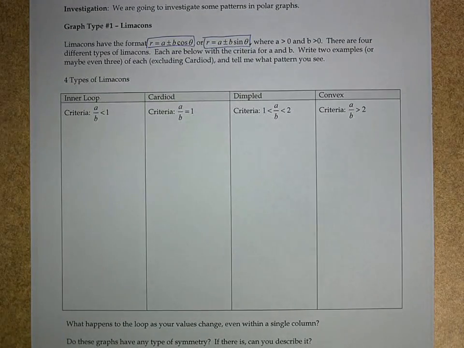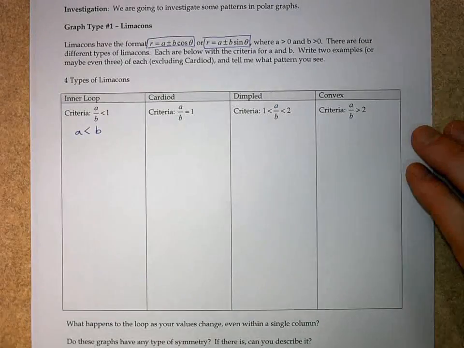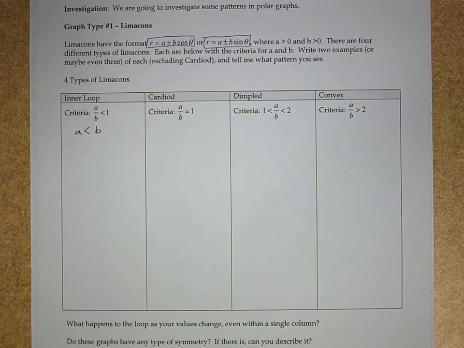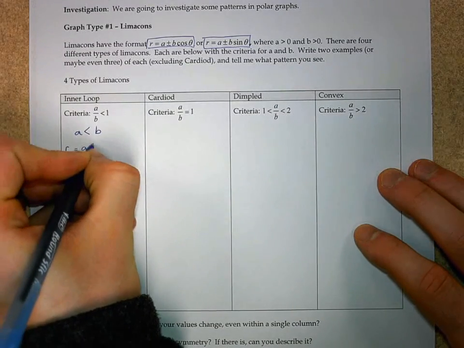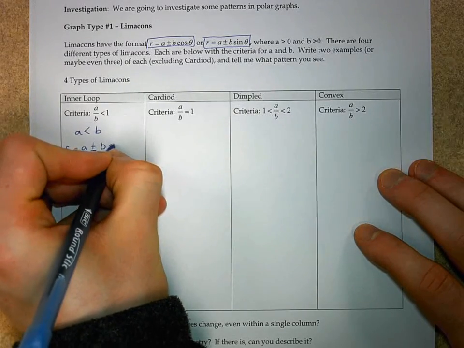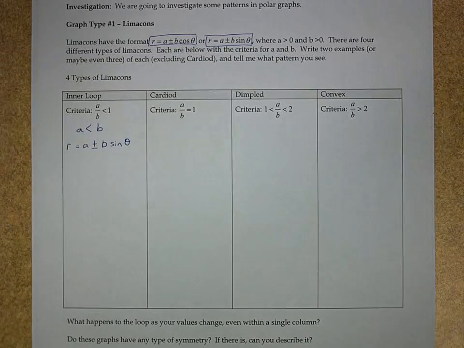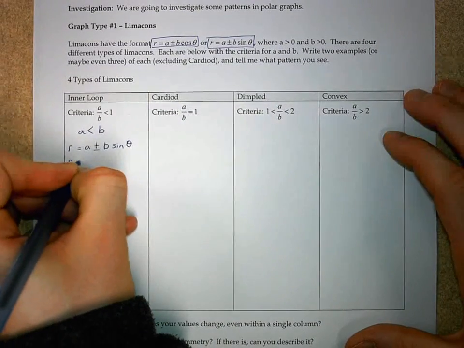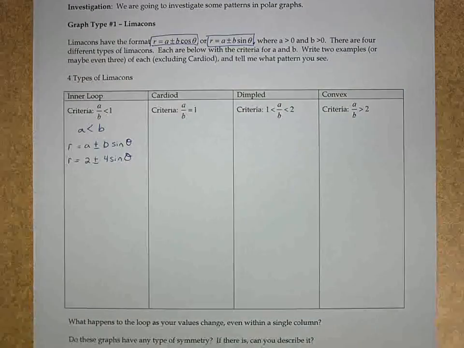So the first criteria where I get an inner loop on this limaçon is where a divided by b is less than 1. In other words, a has to be less than b. If a divided by b is going to be less than 1, that means b has to be the larger number, so I get a fractional piece. So if I'm going to follow the format r equals a plus or minus b, let's just go with the sine of theta for this one. My a has to be less than b. So one that would work would be 2 plus or minus 4 sine theta, would be something that would create an inner loop.